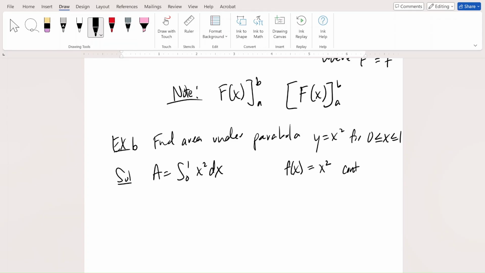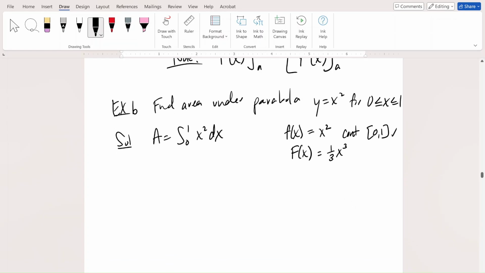It is definitely continuous because it's a polynomial, it's continuous everywhere. So definitely continuous from 0 to 1. So that's checked. And then if I know the antiderivative, what's the antiderivative of x squared? That's 1/3 x cubed, and I'll take the simple case for the moment. So now going back to this, A equals the integral from 0 to 1 of x squared dx.